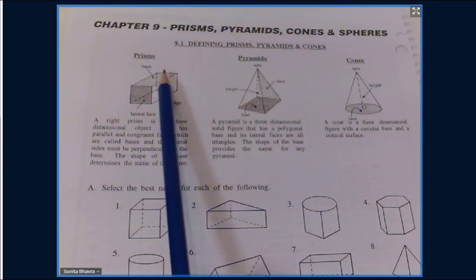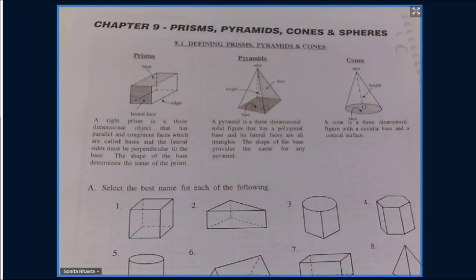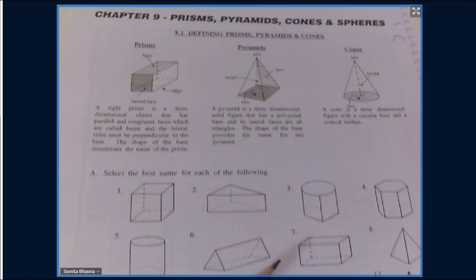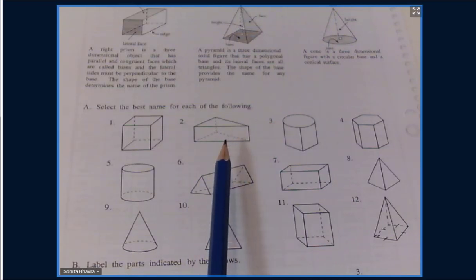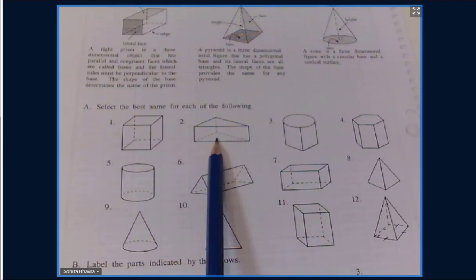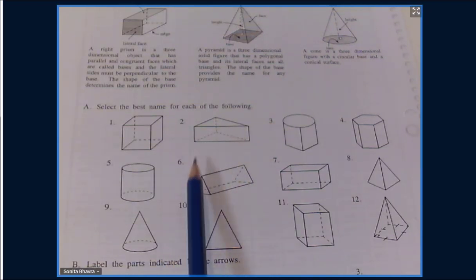So top and bottom, it's rectangular, so therefore we would call this one a rectangular prism. Just looking down here, this here therefore would be a triangular prism. Top and bottom are triangles. The lateral faces are rectangles.